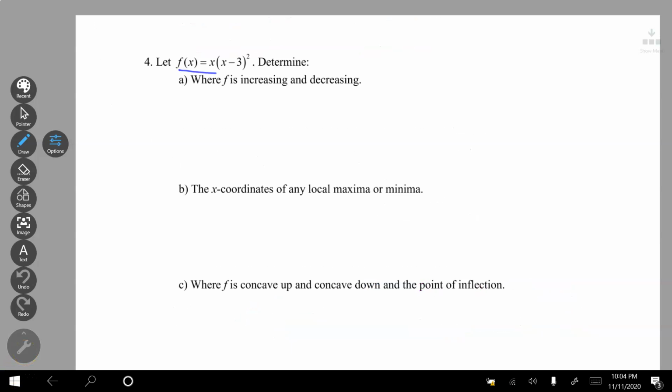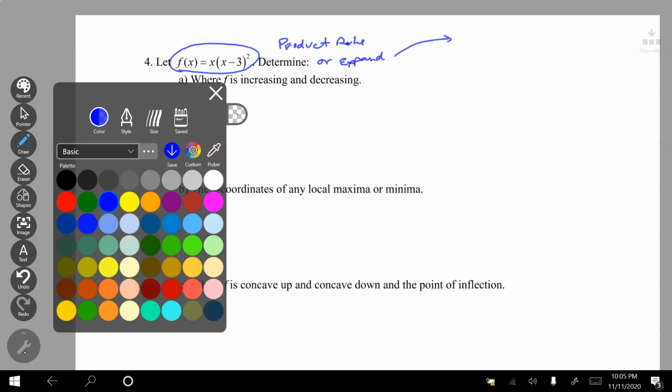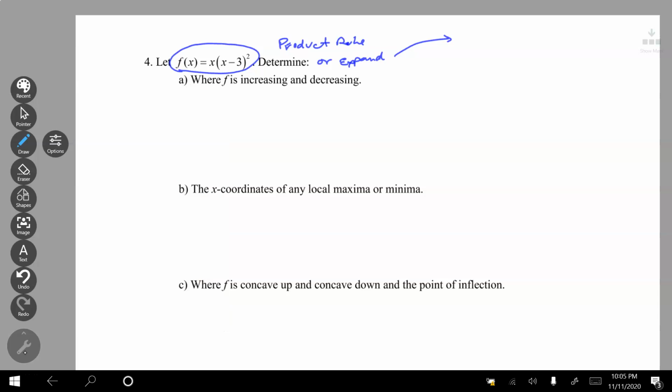So for this next function, it's a little bit more complicated than the other ones. To take the derivative of that function, I either have to do product rule or expand the whole thing out by multiplying it. That's what I'm going to do. I'm going to expand it. Product rule is going to give me a derivative maybe quicker, but it's not going to help me when I have to determine its critical points.